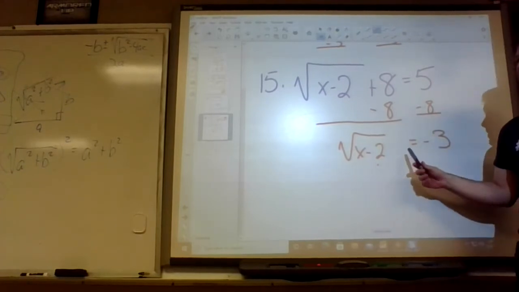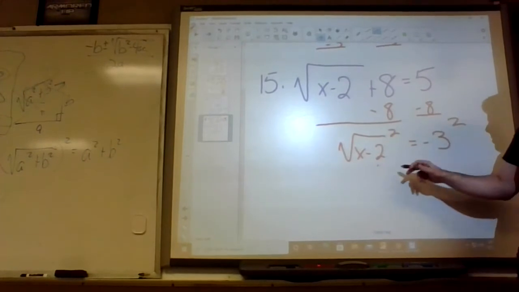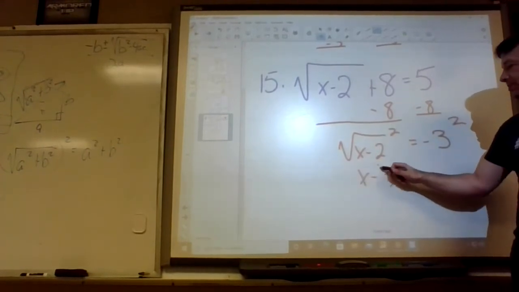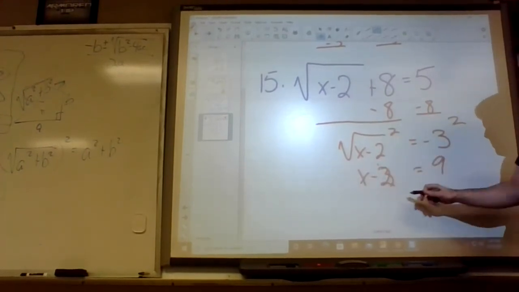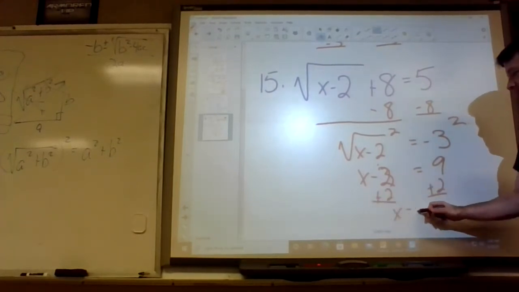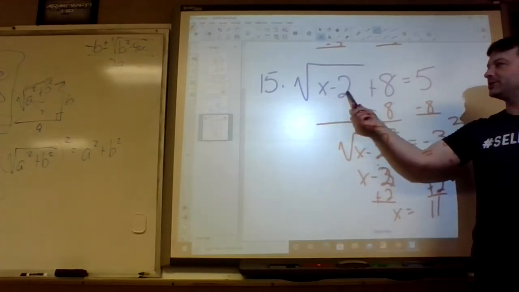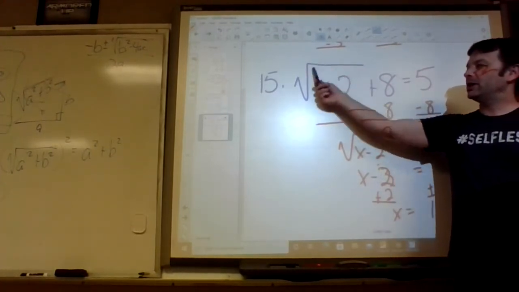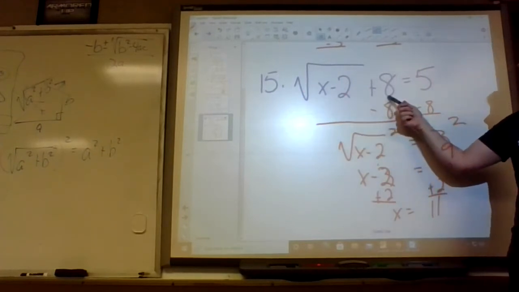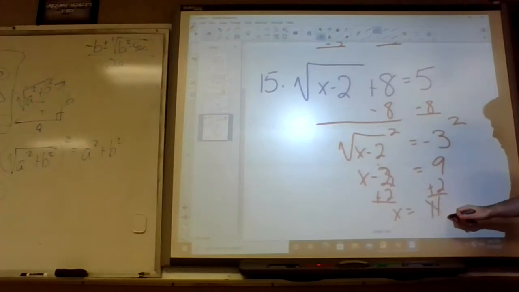Okay, Emily, what do you do now? Square. X minus 2 equals 9. Plus 2. X equals 11. Okay, if we plug it back in, does it work? What's 11 minus 2? 9. Square root of 9 is 3. 3 plus 8? Not that.